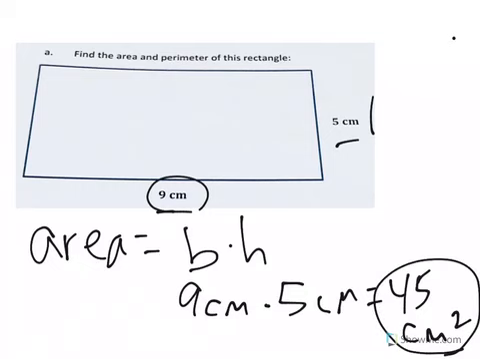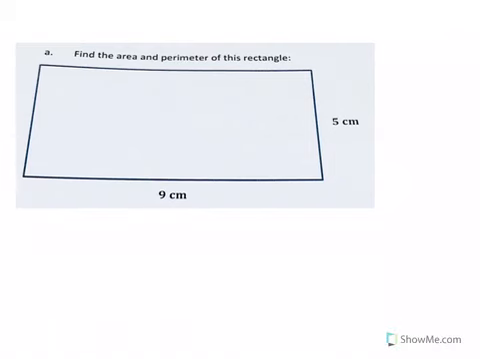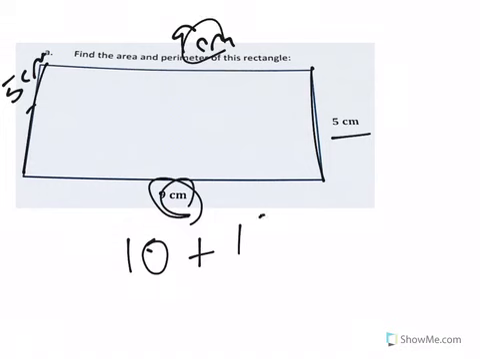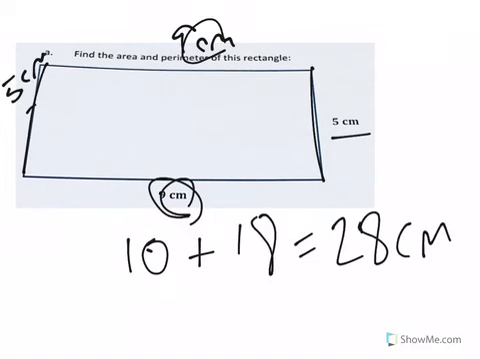Now, to find the perimeter, we can do a couple of different things. We know the perimeter is the distance around the outer edge. We know this is 9, so then this side would also be 9 centimeters. We know this side is 5 centimeters, so this side would also be 5 centimeters. So one thing you can do is you can just add up all the sides. We have 5 and 5 is 10. Plus 9 and 9 is 18. You end up with 28 centimeters as your perimeter.